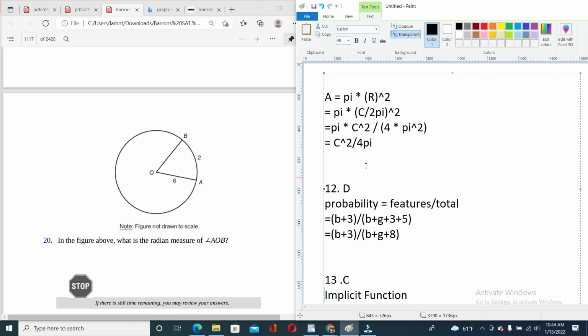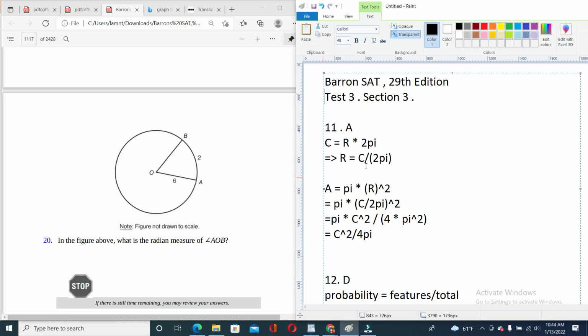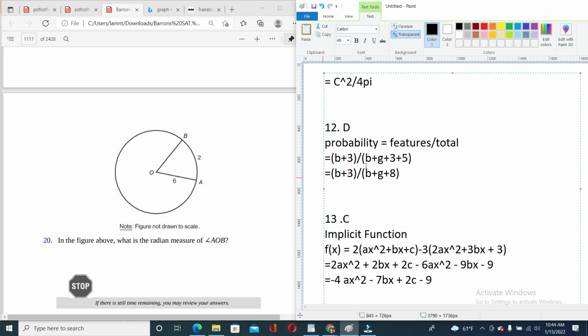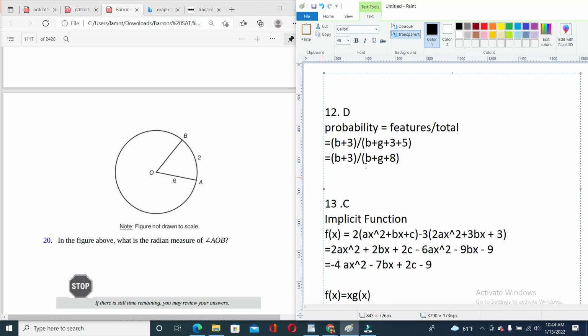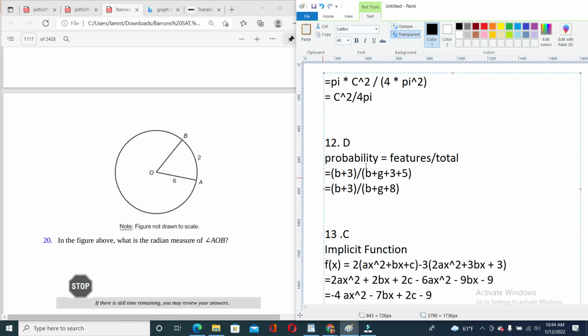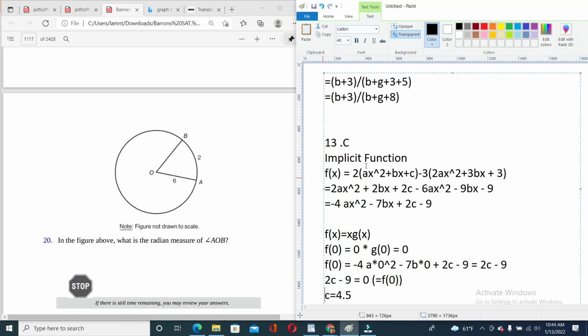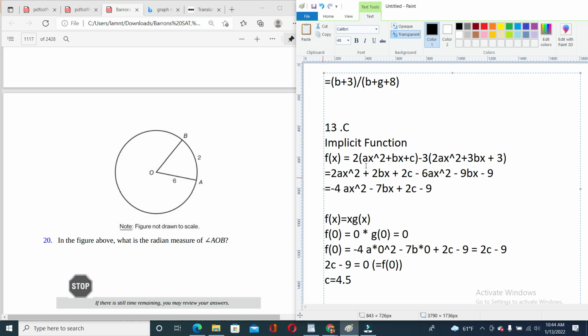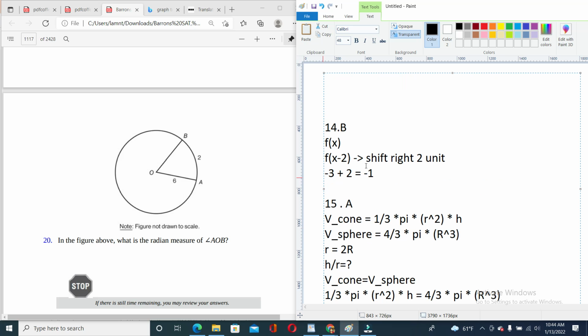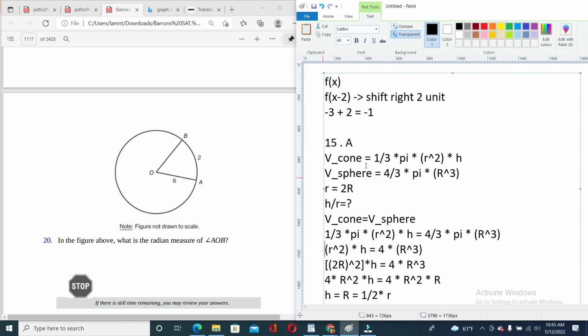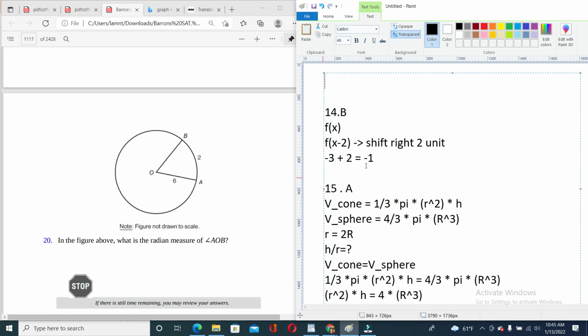12. Implicit function. This 12 is just a probability exercise. 13 is implicit functions. Okay, and 14 is graph shifting. 15 is just cone equation and sphere equation.